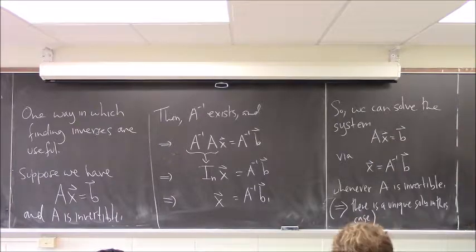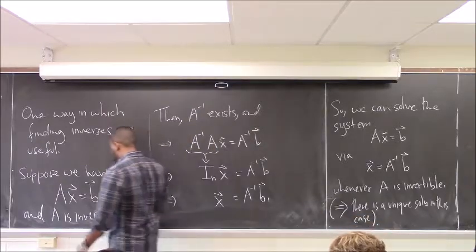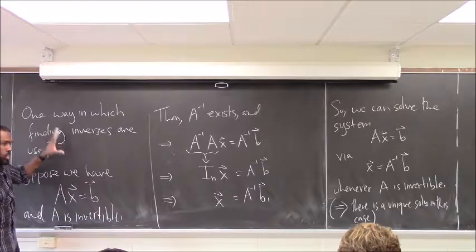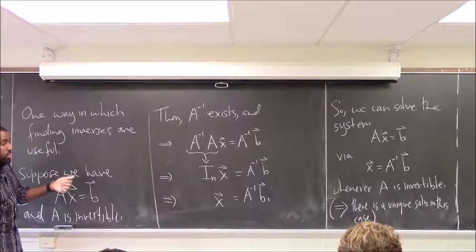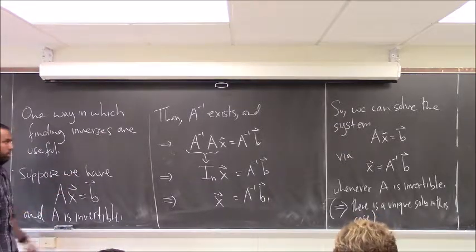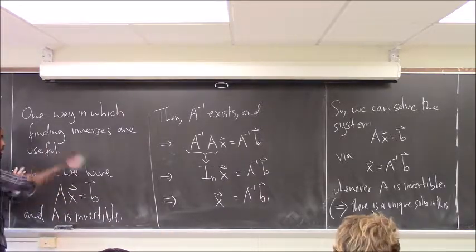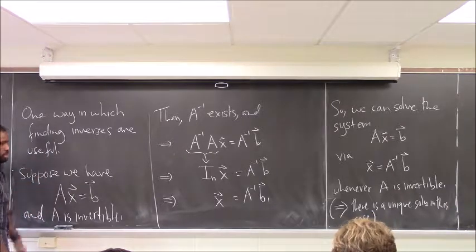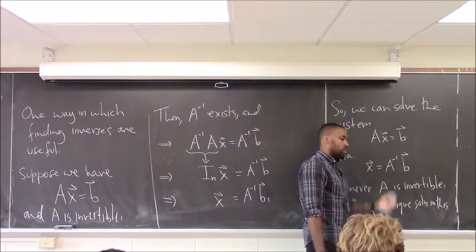So that kind of tells you something else. If you're looking at a system where the coefficient matrix does not have an inverse, then you know you're in one of two cases. You either have infinitely many solutions or no solutions. You never have a unique solution case. Conversely, if the coefficient matrix is invertible, it's a square matrix and it has an inverse, then you're guaranteed to have a unique solution, and that's going to be the formula that gives you that solution.